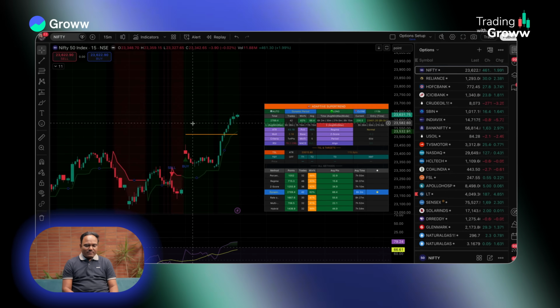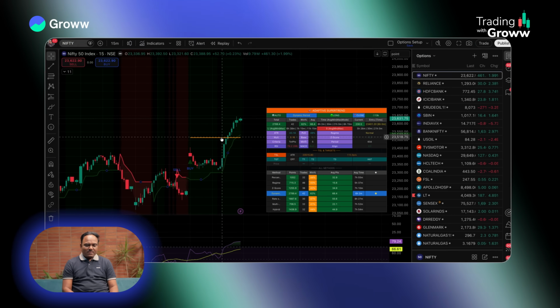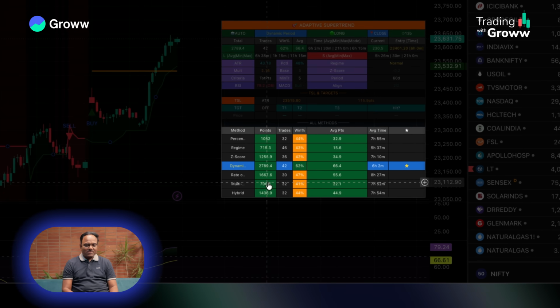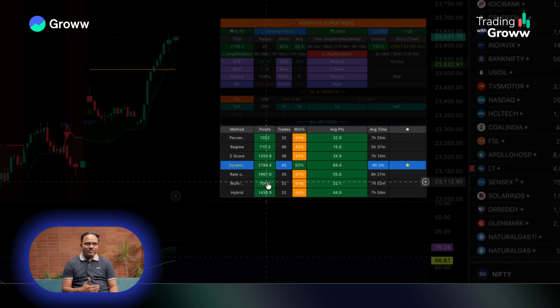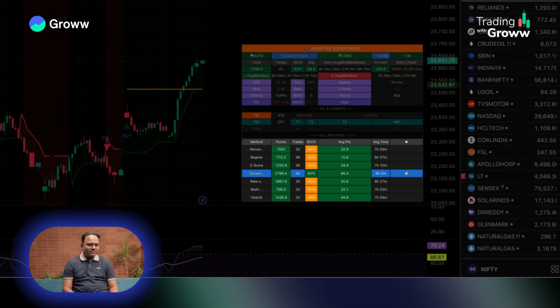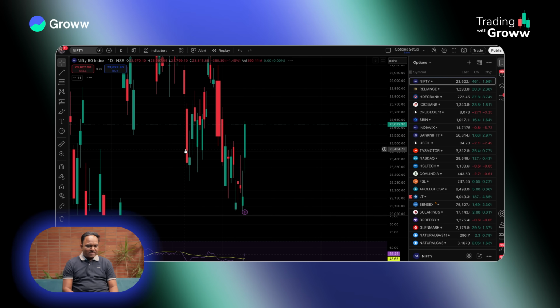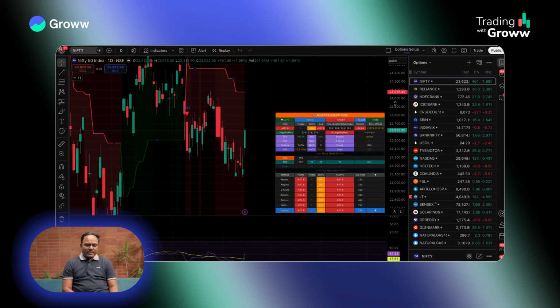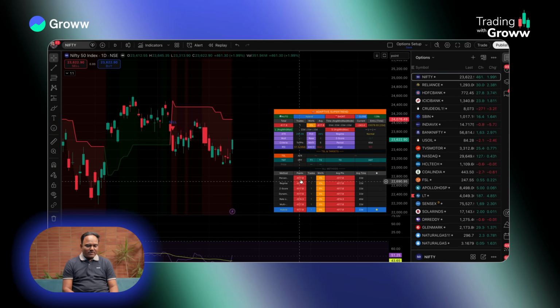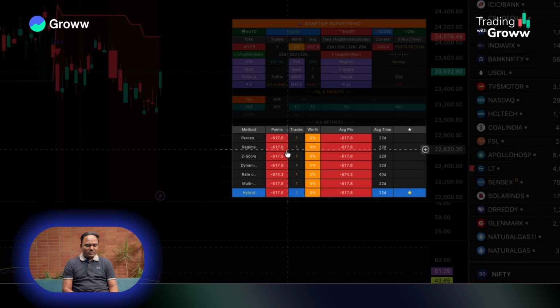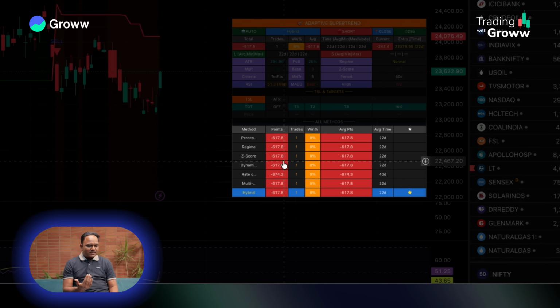You apply this on 15 minutes or 10 minutes, whatever it is, and if everything is green, it means that on this particular instrument, this particular time frame is working. For instance, if I change this to maybe 1 day and see what happens, you can see in the 1 day time frame, you get to see a lot of reds here, which means that on Nifty, for instance, for the 1 day time frame, we should not be using it.